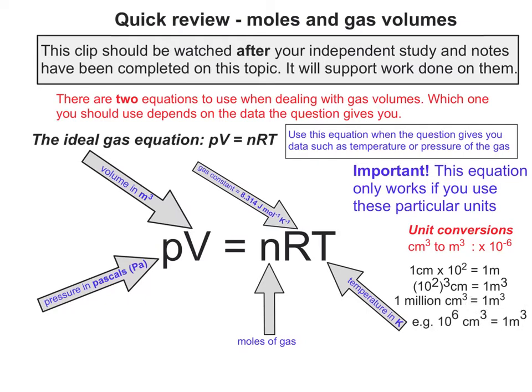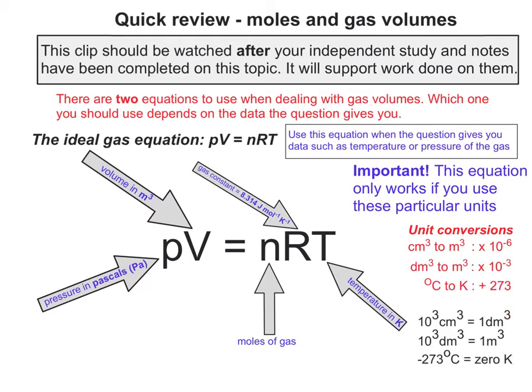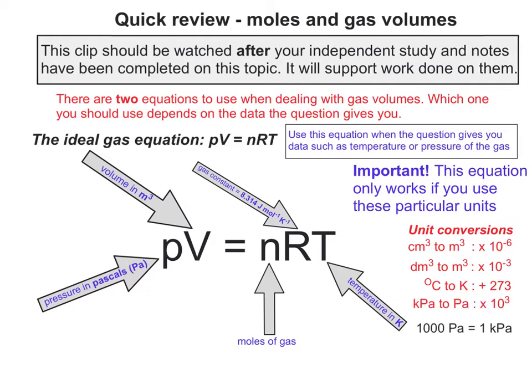So that's how you end up with 1 million centimetres cubed equaling 1 metre cubed. In a similar way, decimetres cubed to metres cubed is times 10 to the power of minus 3. And degrees Celsius to Kelvin is add 273. And finally, to convert from kilopascals to pascals, you multiply times 10 to the power of 3.